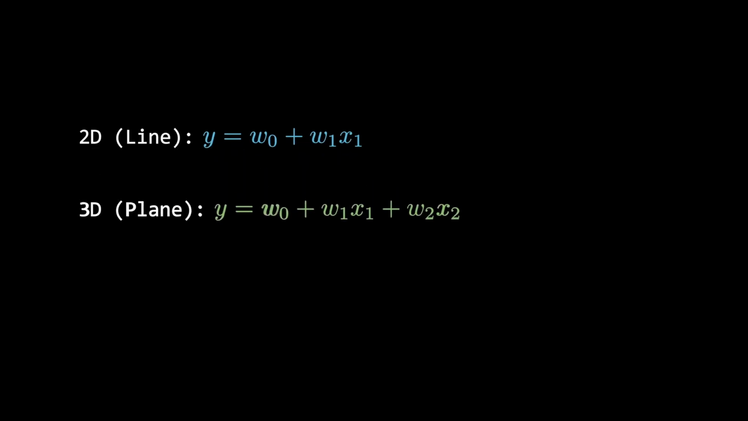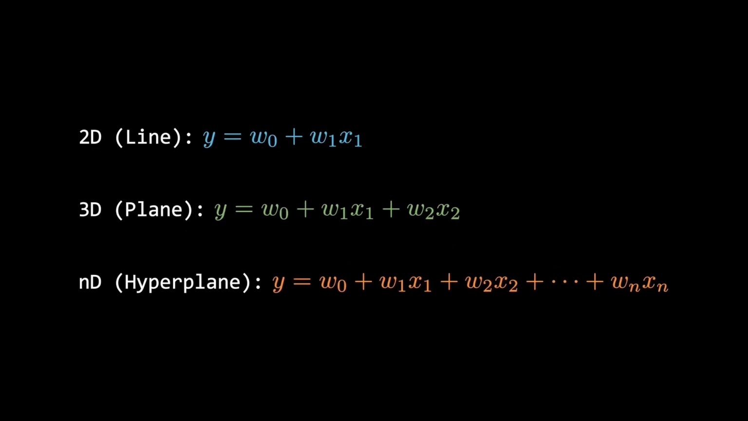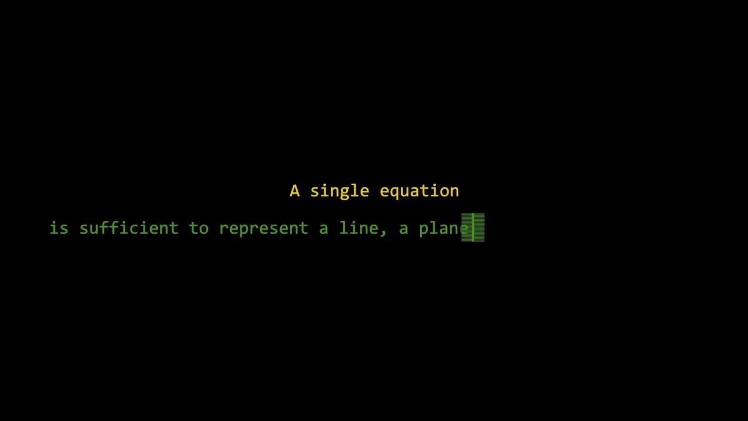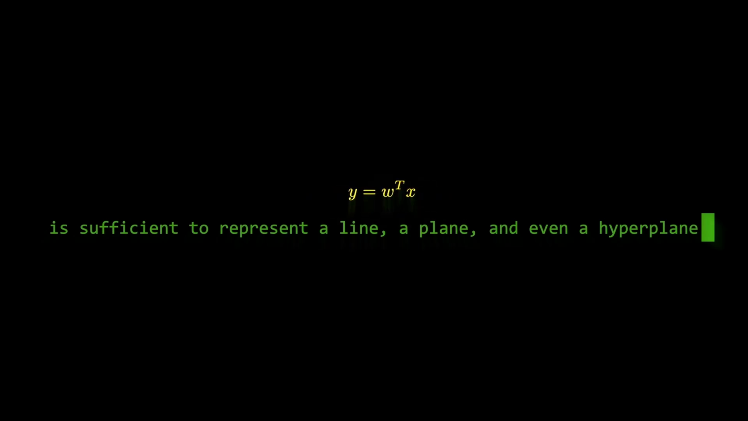And as the number of independent variables increases, even though we can't visualize it anymore, the model predicts by finding a hyperplane in n-dimensional space. Now, we've already learned one equation that can represent a line, a plane, or even a hyperplane. It's written in vector form as y equals w transpose x.